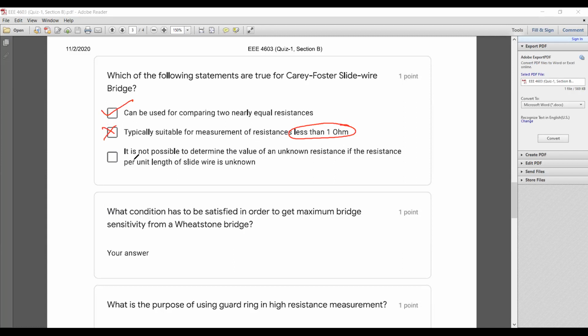The last one says that it is not possible to determine the value of an unknown resistance if the resistance per unit length of the slide wire is unknown. It is actually wrong, because it is possible to determine the value of the unknown resistance even if the resistance of the slide wire is not known. In that case, you have to use two known standard resistances. You can refer to the lecture or the book if you have any confusion regarding this.